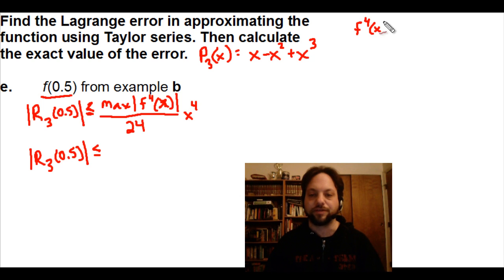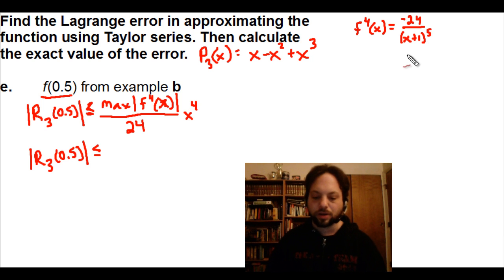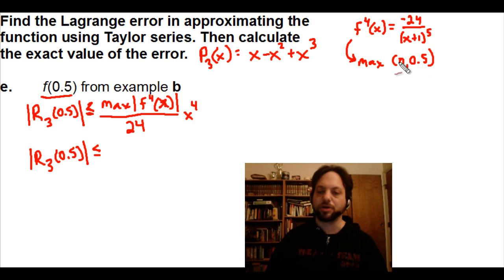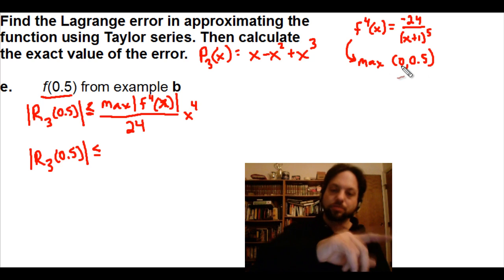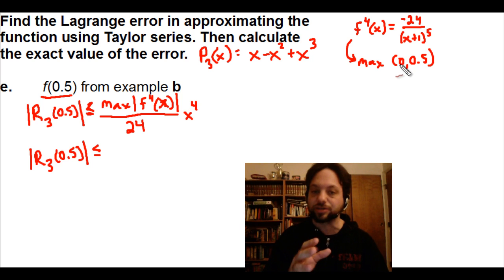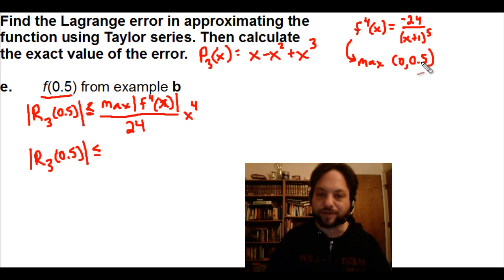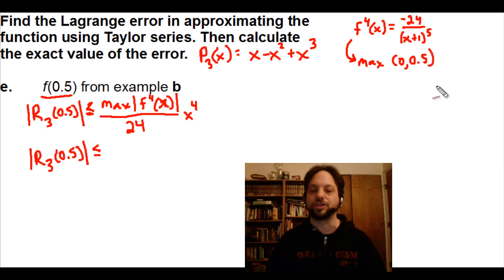Let me go ahead and write this up here. Our fourth derivative of x in this situation is going to be negative 24 over x plus 1 to the 5th power. All right, and what we need to do is find the max of this in the interval 0 to 0.5. Again, 0 is where our Maclaurin approximation was centered, and 0.5 is where we're trying to evaluate it. So if we find the max of that, we'll use that in our function here.